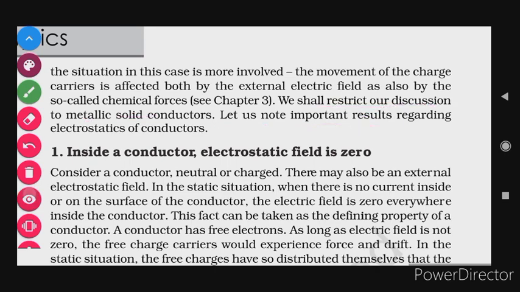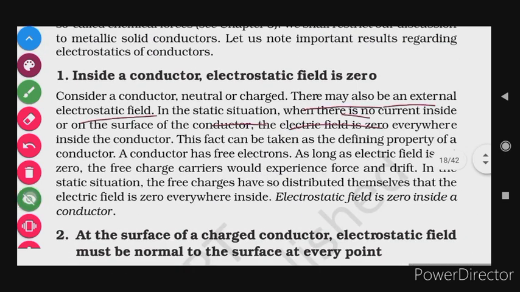The first point we'll discuss about conductors: inside a conductor, the electrostatic field is 0. This is a very important point, so I'll read the lines for you. Consider a conductor, neutral or charged. There may also be an external electrostatic field. In the static situation, when there is no current inside or on the surface of the conductor, the electric field is 0 everywhere inside the conductor.